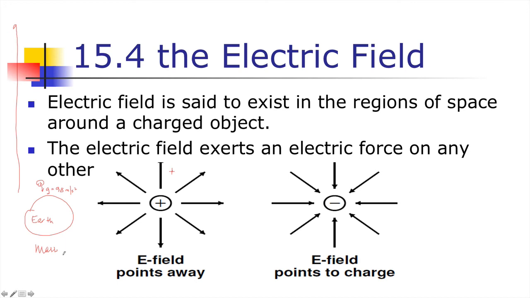And there is no positive mass and there is no negative mass. But when it comes down to charged particles, sometimes you have a positive charged particle, sometimes you have a negative charged particle. So that means, in what direction is the electric field then? Sometimes the electric field may like to pull you. Sometimes the electric field may want to repel you.